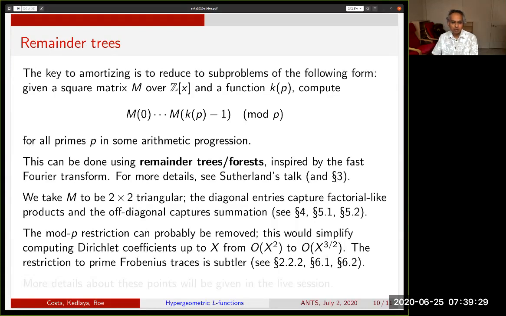The restriction of prime Frobenius traces is somewhat subtler. If you wanted to get this down to x to the 1, you would also have to deal with prime power Frobenius traces. This issue is a little more complicated, and I won't say anything about it here. We will give more details about these points in the live session. I also invite you to engage on Zulip if you have questions between now and the live session.